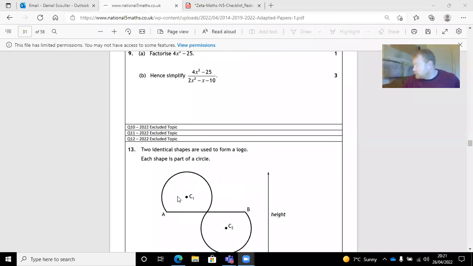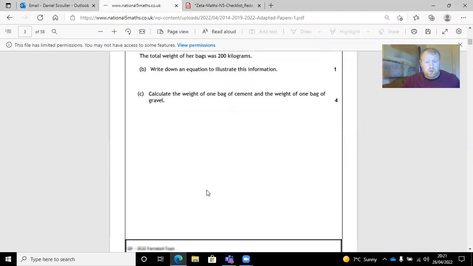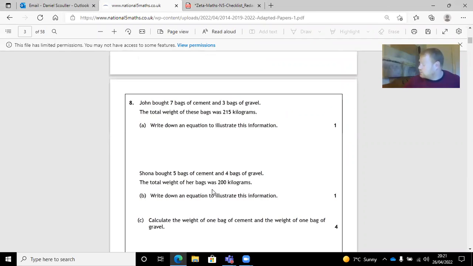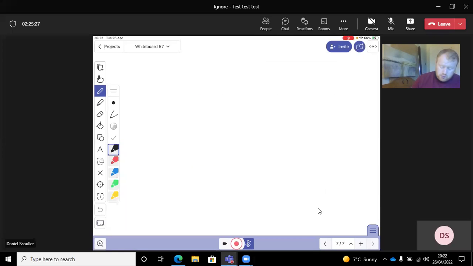Right, okay, so what was the first one? 2019, paper 1, question 8. Okay, as with the good ones, simultaneous equations gives you a nice wee story. Okay, so 7 bags of cement, 3 bags of gravel, 215 kilograms. So write down an equation to show that information.